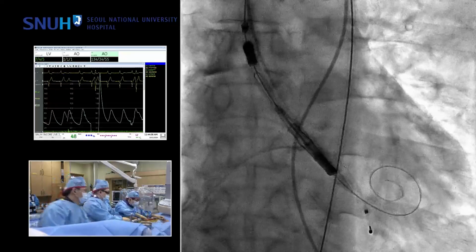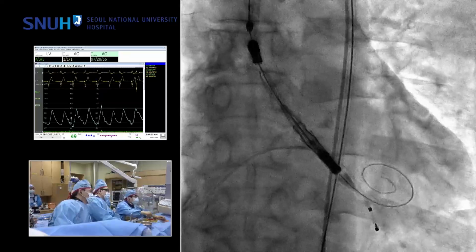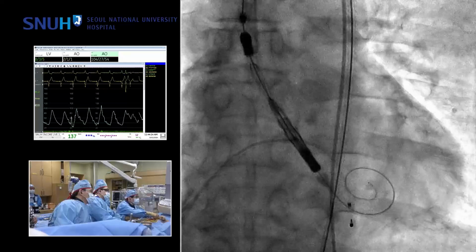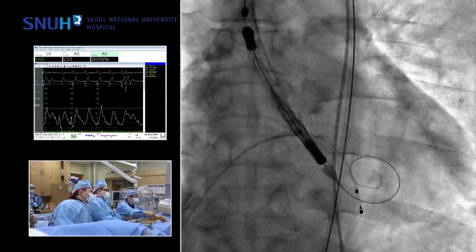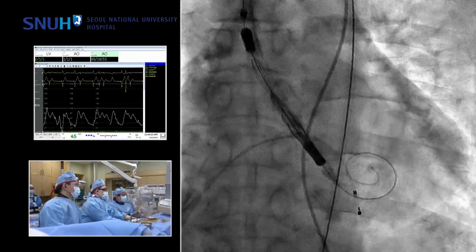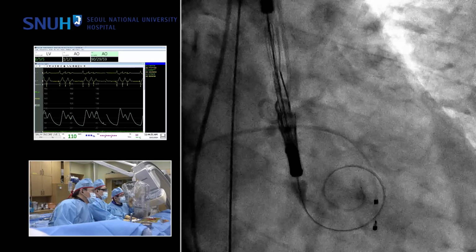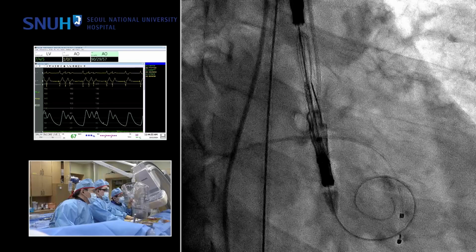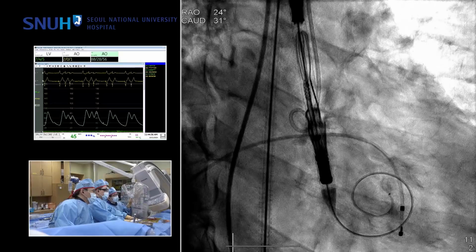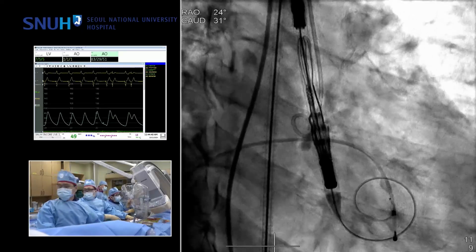The pigtail position is not good, because I'd like to change the position of the pigtail, not to overlap the system. Okay, free cell position is good. Then, arterial curve down. So you can see the one free cell on the right side. That tells us the commissural alignment is good.